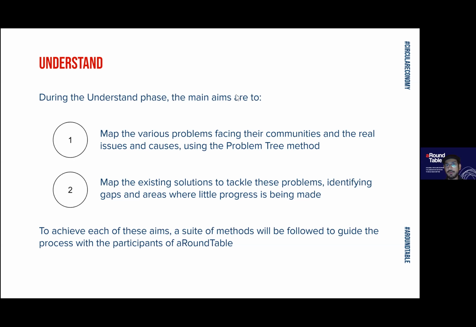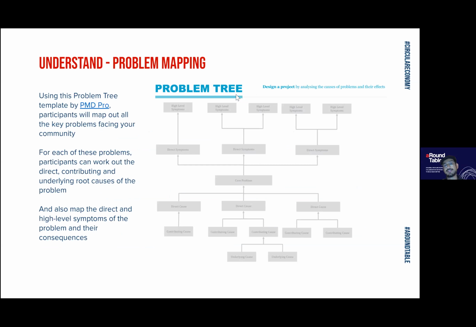So going through the first step, there's this methodology called the problem tree, where you essentially take different problems and work out what are the underlying causes, the contributing causes, the direct causes that lead to that problem. And then what are the symptoms, both direct and high level, that are resulting from these problems. So in this step, we'll have all the different communities list various problems that they're facing and explore really what are the roots of the problem and what are the effects of that problem and their consequences.